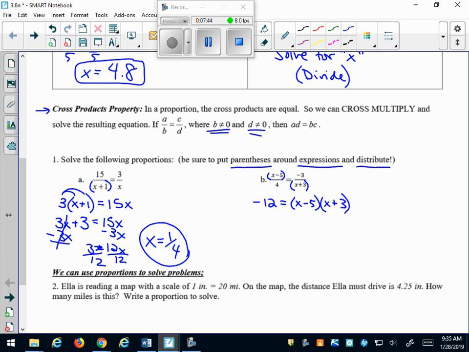How do we handle that? What do we have to do? Distribute, and you distribute everything. You may have heard it called FOIL, right? First, outside, inside, last. X times x is x squared. X times 3 is 3x. Minus 5x. Minus 15.